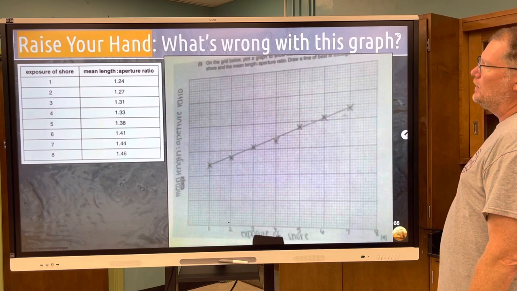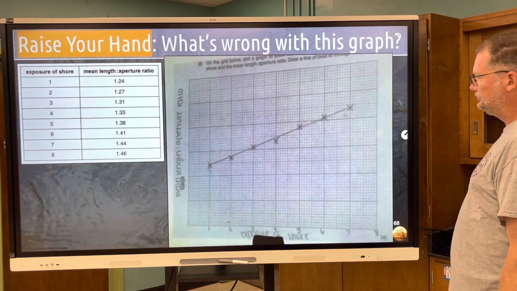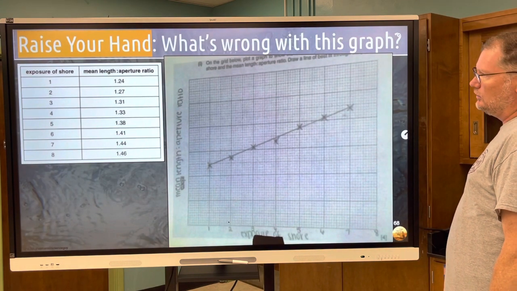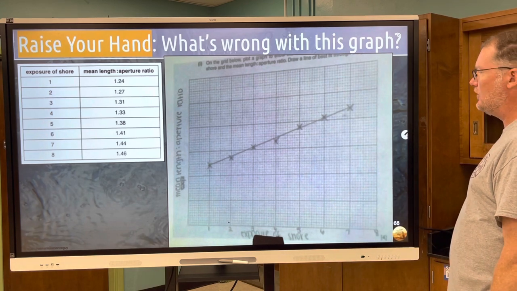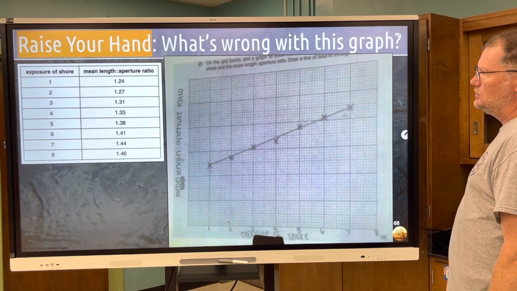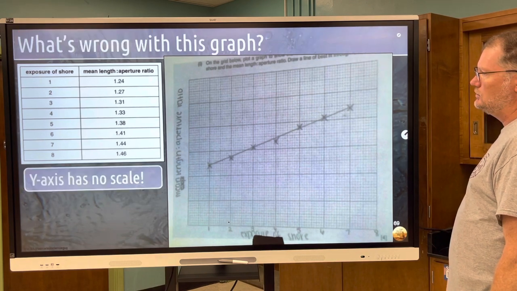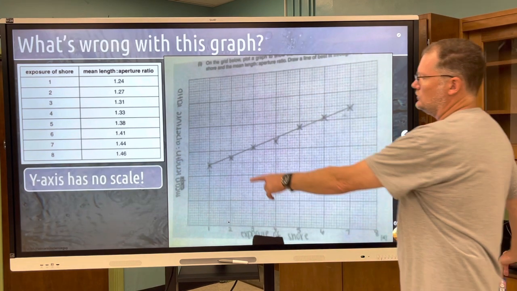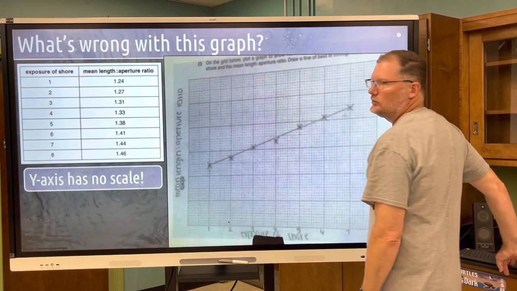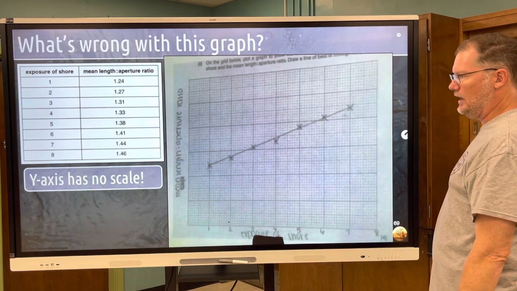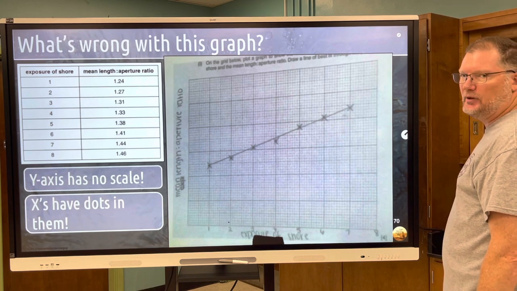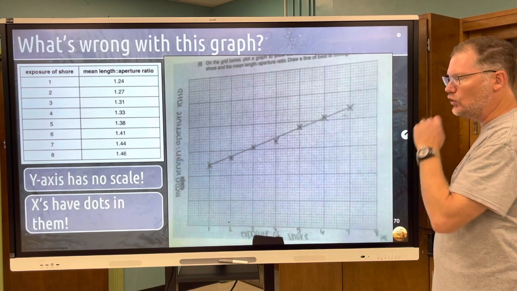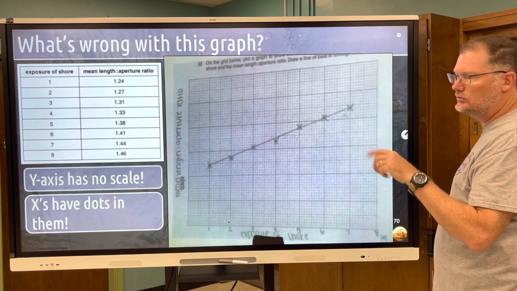All right, so what's wrong with this graph? Take a look. This is just kind of quiz time. Okay, what's wrong with this graph? The y-axis has no scale. There's no numbers there. That's like the first thing you look at, okay? The x's have dots in them. Big no-no. Just an x. Don't dot it and then put an x, okay?